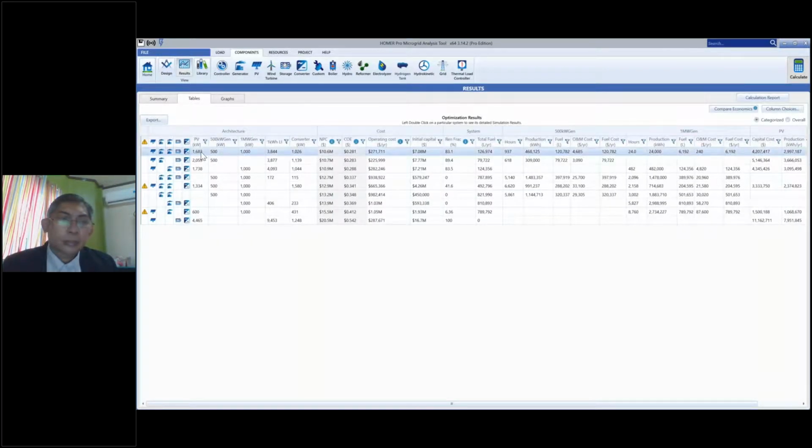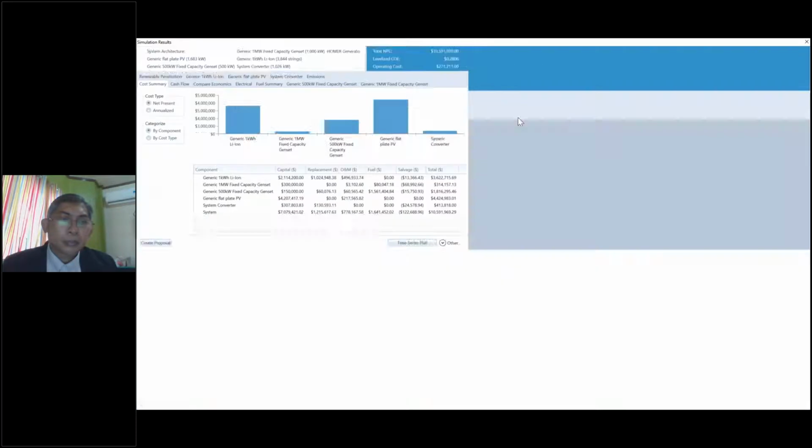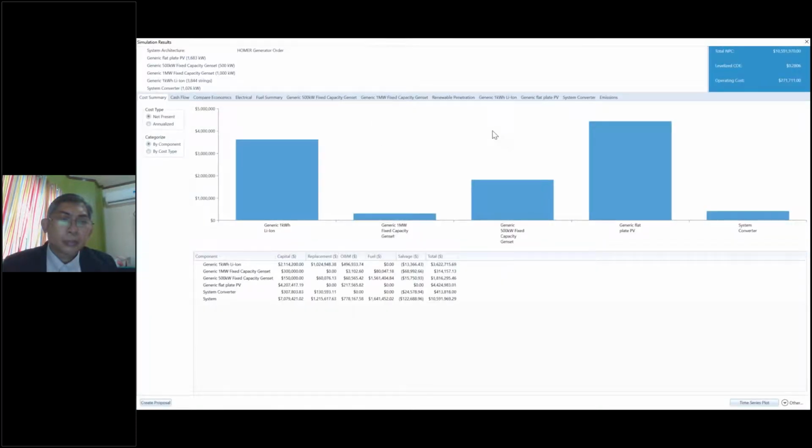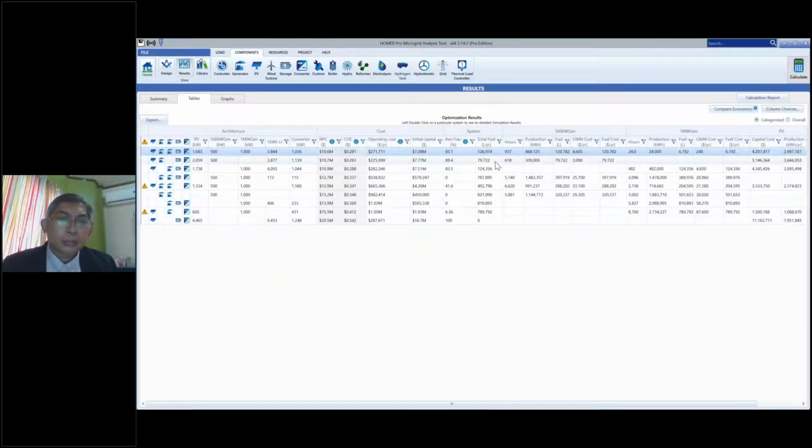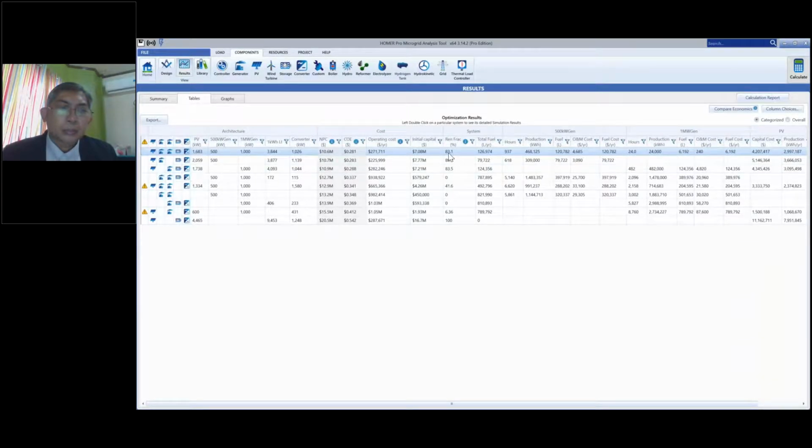So let me double click on this, and oh, I didn't mean to do that. Hold on a second. I meant to just start. So what it ended up saying was, actually, we can put in a lot of PV and a lot of batteries, and we have a very high renewable fraction.